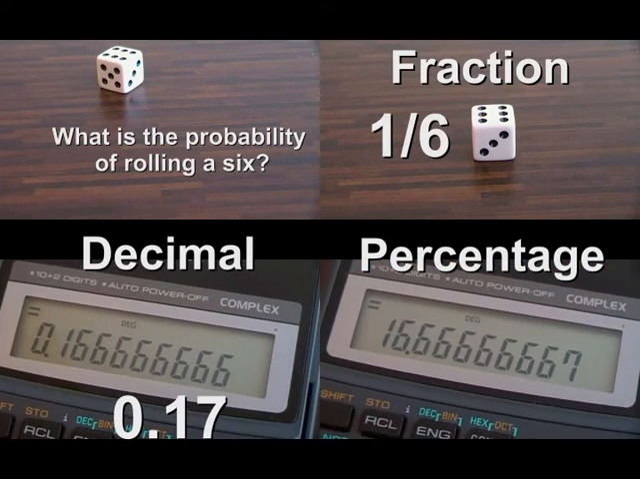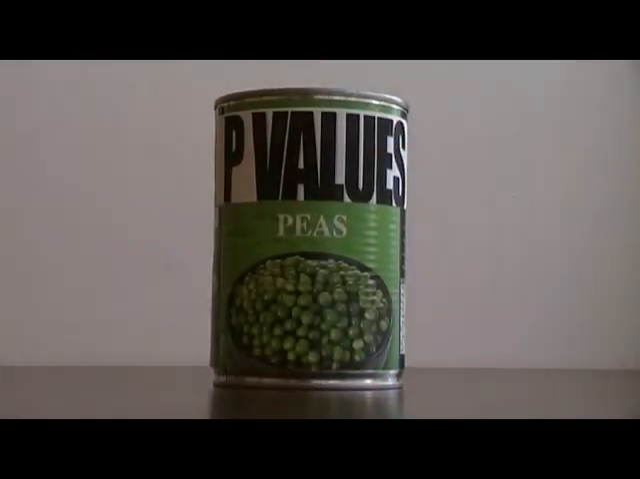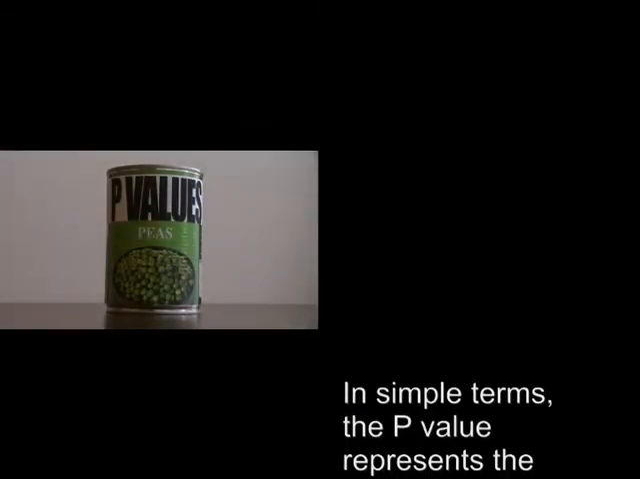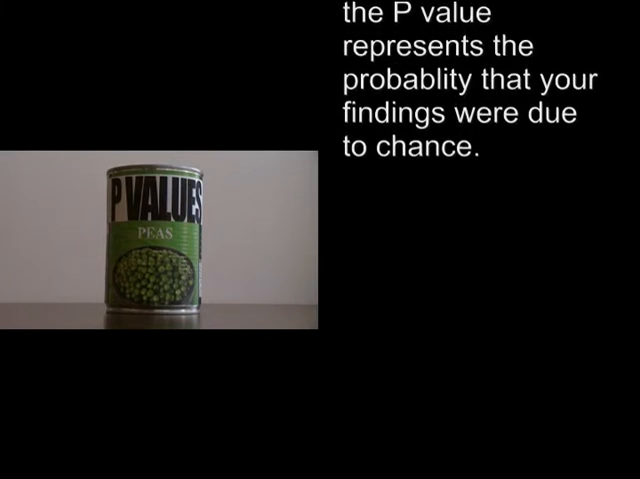Now that we've explored probability, let's go back to p-values. When you carry out a statistical test, the program or software that you use, such as SPSS, will typically in your output give you a p-value. In simple terms, the p-value represents the probability that your findings were due to chance.